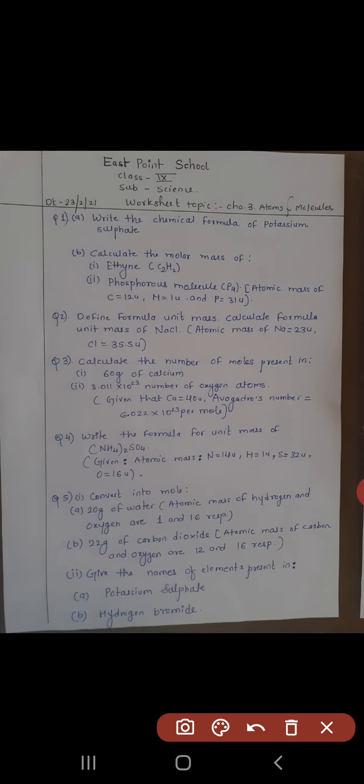and 22 gram of carbon dioxide, and second part is give the names of elements. See the fifth question: convert into mole 20 gram of water, atomic masses of hydrogen and oxygen are given, and 22 gram of carbon dioxide, atomic masses also given. And give the names of elements present in potassium sulfate and hydrogen bromide. You have to write down their names.